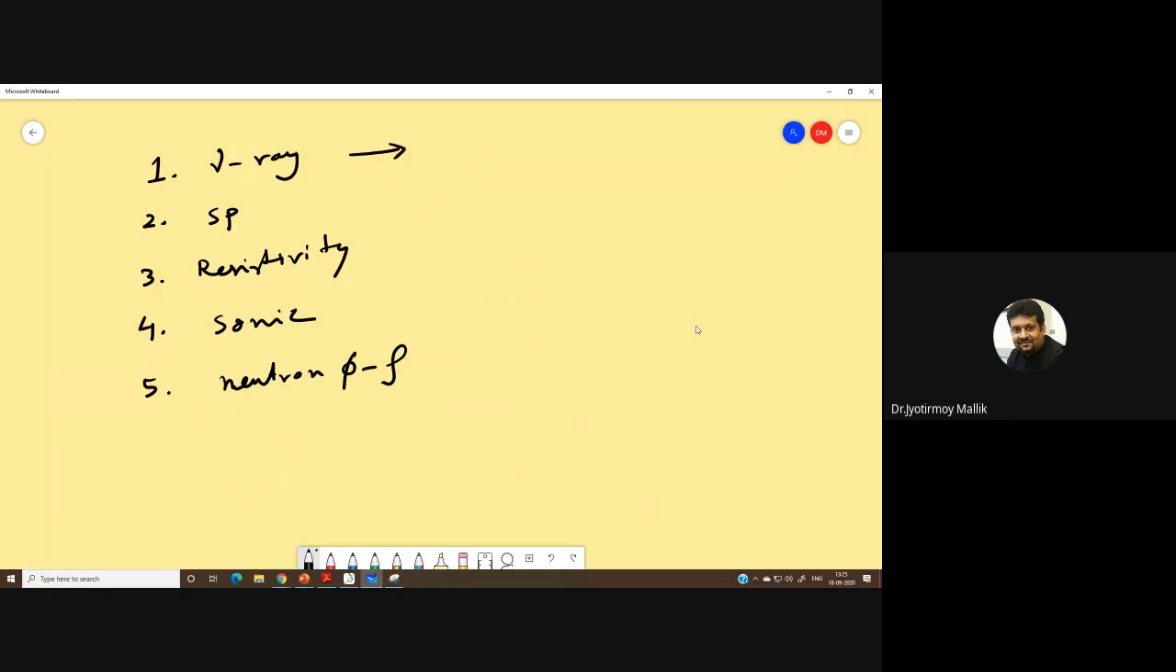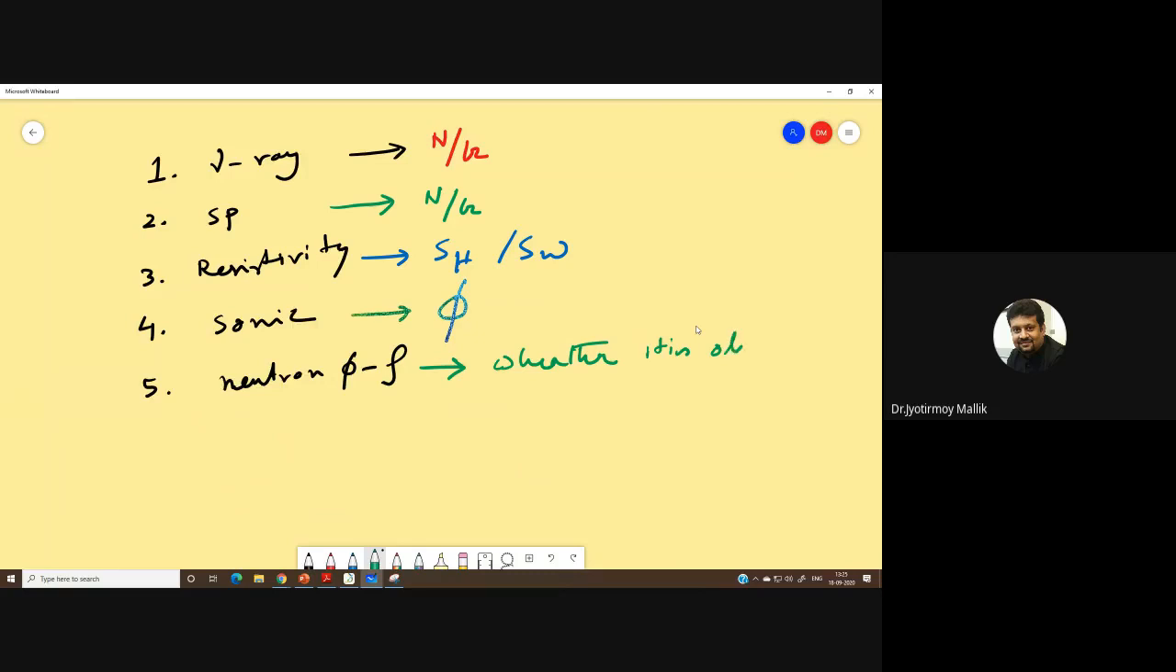So gamma ray would help me to calculate net to gross. Spontaneous potential will also help me to calculate net to gross. Resistivity will help me to calculate SH or SW. Sonic will help me to calculate porosity. And neutron density will help me to calculate whether the type of the fluid is oil or gas.